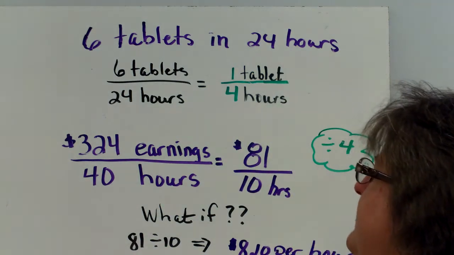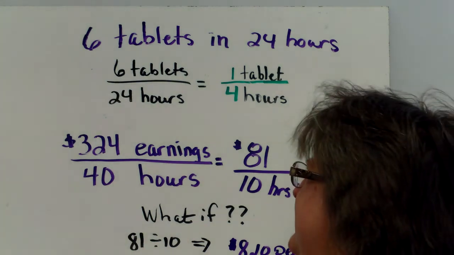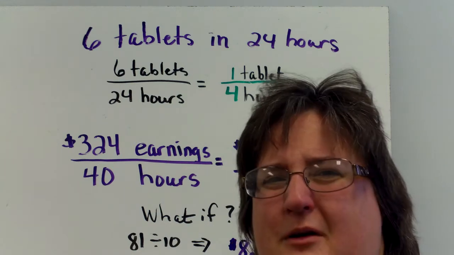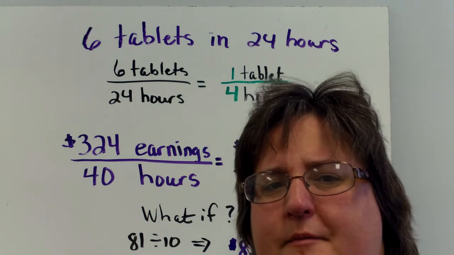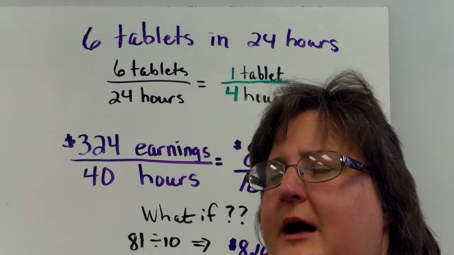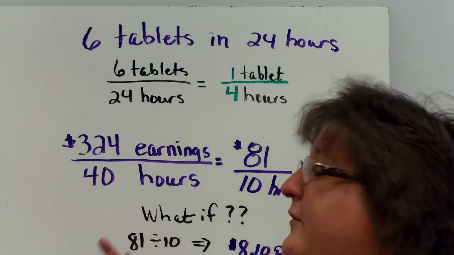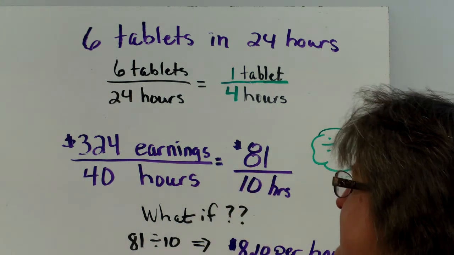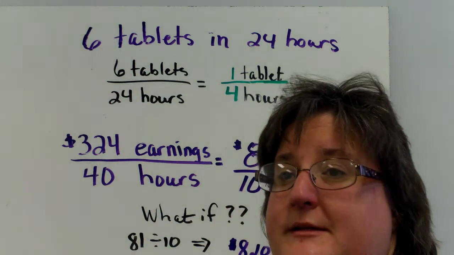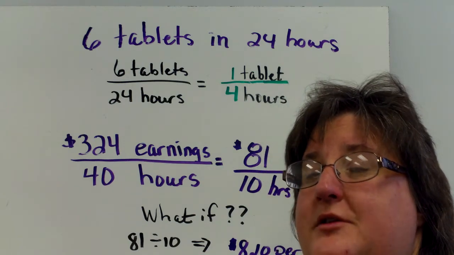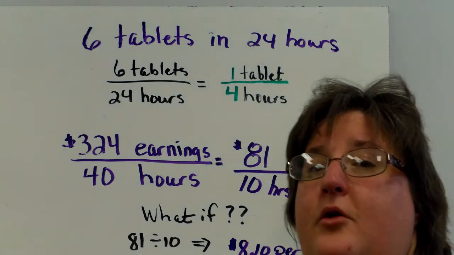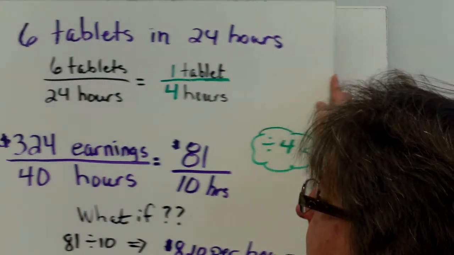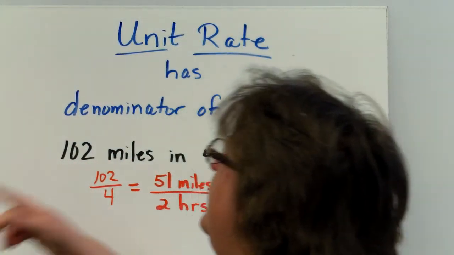But the old what if? That's nice. Okay, I made $81 in 10 hours, but I'm only working 1 hour next Saturday. So how much am I going to make? In certain situations, you would like to take things a step further in rates. Look what would happen. If I took 81 and divided it by 10, I would get $8.10, and then $8.10 would be my per hour rate. Mathematically, we give that a special name, and that is called a unit rate.